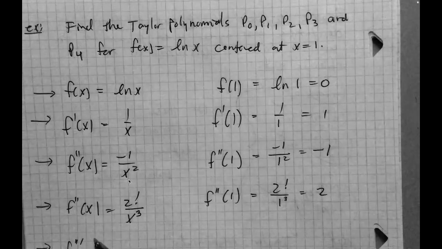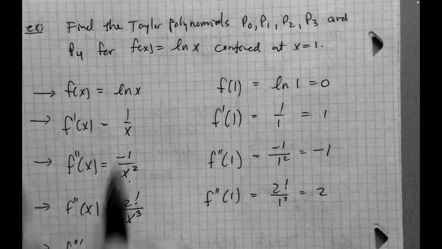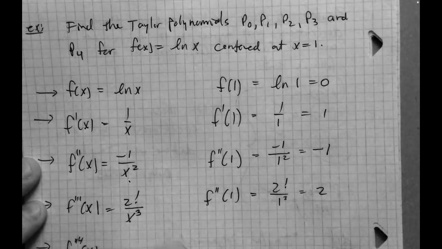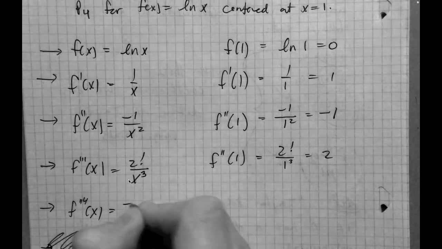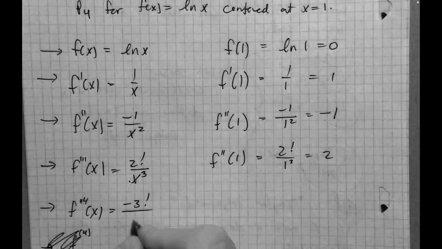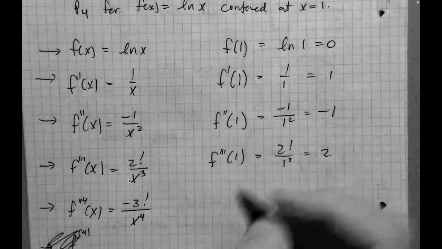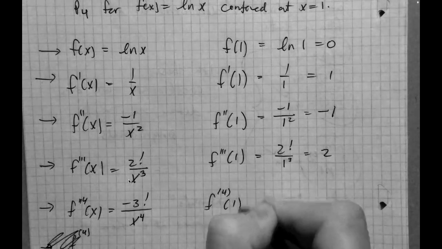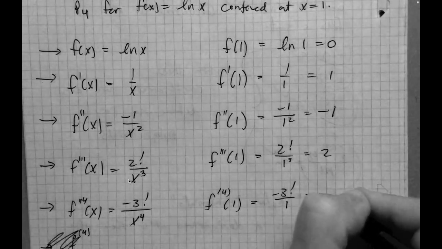And finally the fourth derivative. Wait, that was the third derivative. This is the fourth derivative. The fourth derivative is negative 3 factorial over x to the fourth. And when we evaluate that at 1, we get negative 3 factorial over 1, which is negative 6, okay?